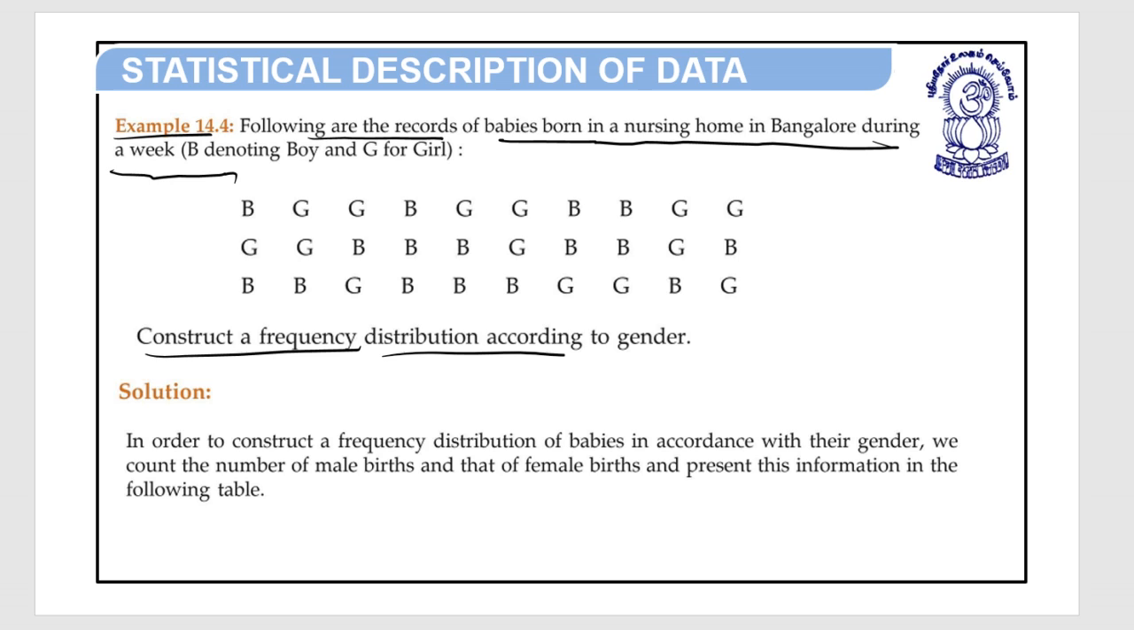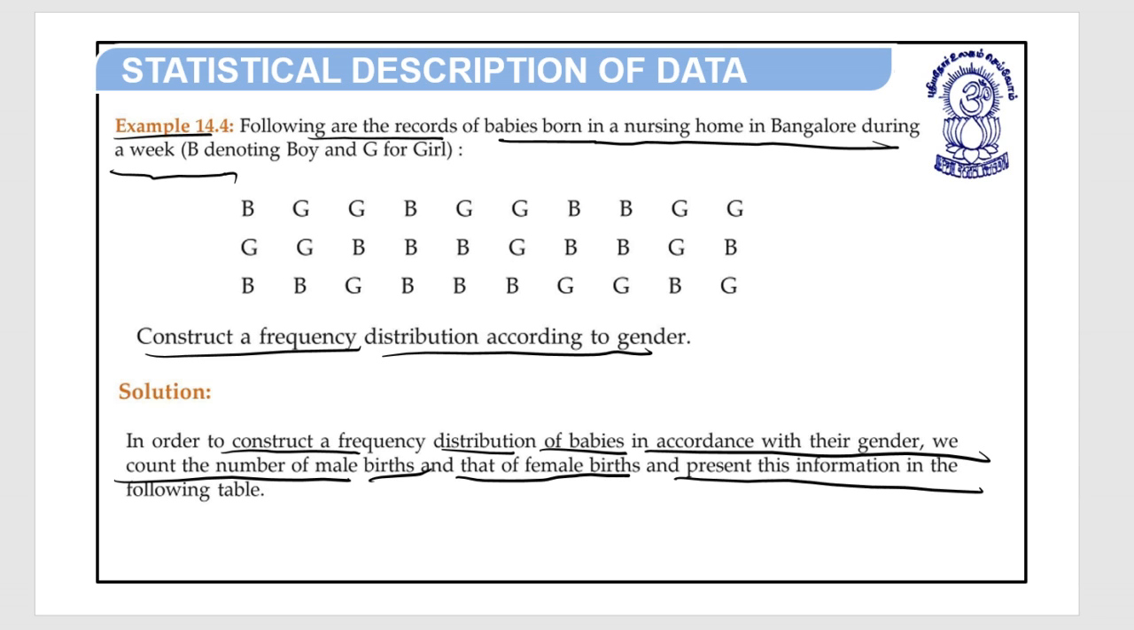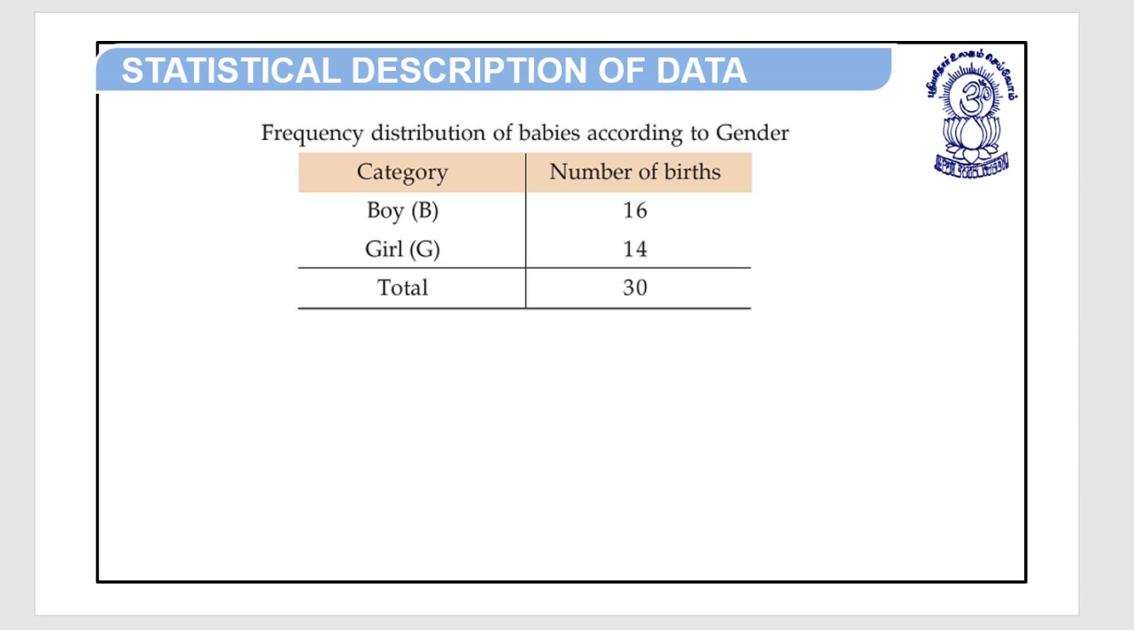Construct a frequency distribution according to gender. Solution. In order to construct a frequency distribution of babies in accordance with their gender, we count the number of male births and that of female births and present this information in the following table. Frequency distribution of babies according to gender. Boy: number of births 16, girl: 14. 16 plus 14 is 30.